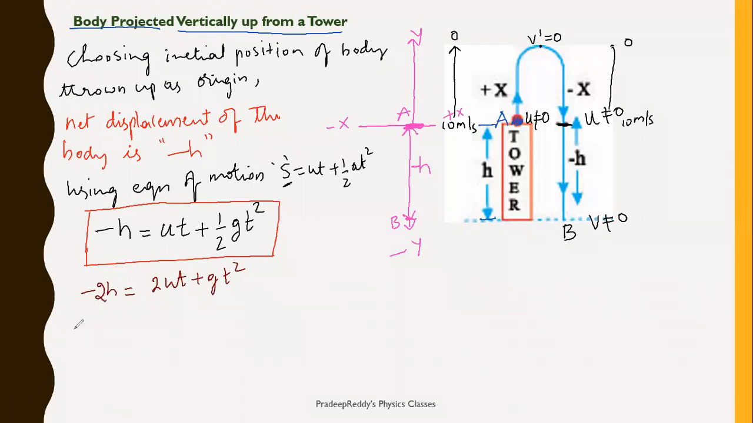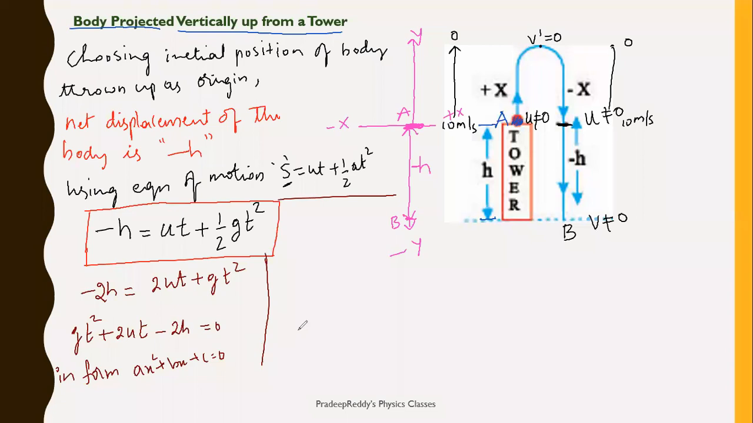Okay. And this gives you gt square plus 2ut minus 2h is equal to 0. This is in the form of quadratic expression ax square plus bx plus c is equal to 0. This is in the quadratic expression form, right? So as it is in the form of quadratic expression, you can write for roots as x is equal to minus b plus or minus under root b square minus 4ac divided by 2a. You can use this expression for solving this.